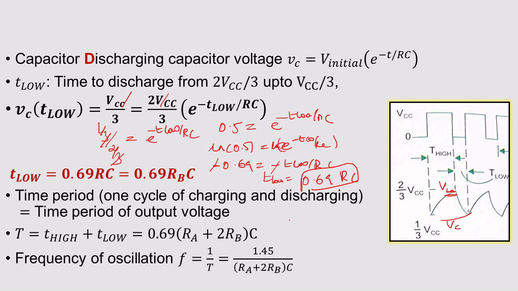Now we want to find the total time period. This is T on, and this is T off. T on plus T off equals T. If you add both the equations, you get 0.69 into RA plus 2 RB into C. If you calculate the frequency, it is the inverse of time. So 1 by 0.69 into RA plus 2 RB into C. For simplicity, they have written 1.45 divided by RA plus 2 RB into C. If you divide 1 by 0.69, you will be getting roughly 1.45.